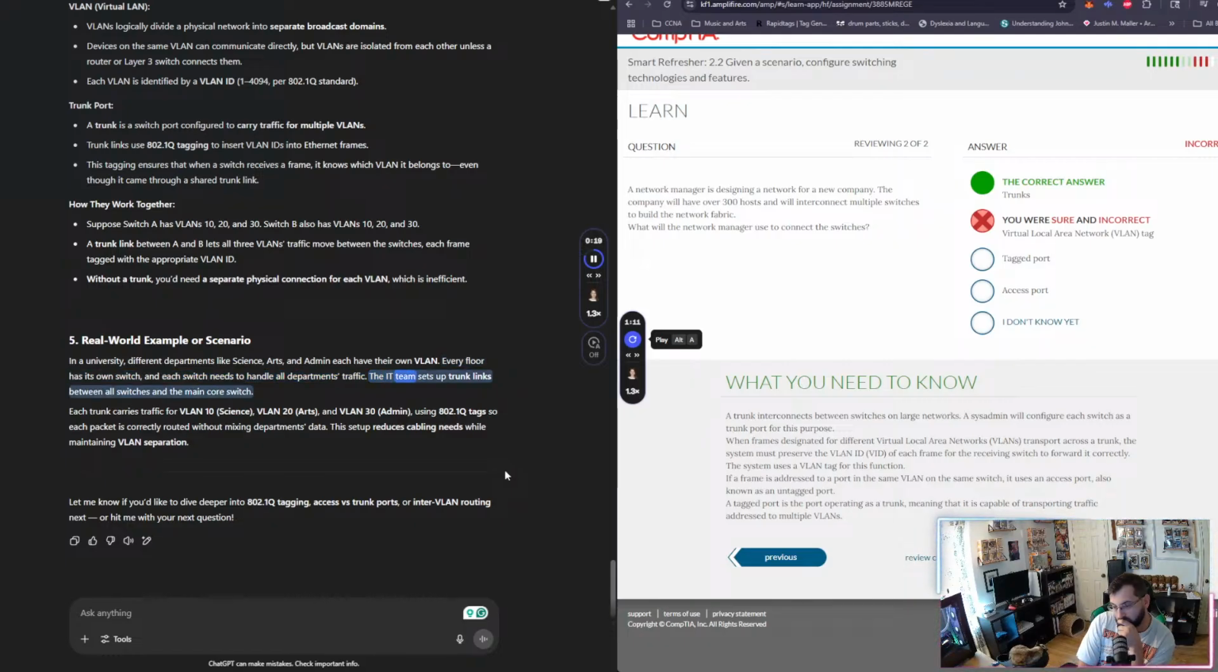The IT team sets up trunk links between all switches and the main core switch. Each trunk carries traffic for VLAN 10 science, VLAN 20 arts, and VLAN 30 admin, using 802.1Q tags so each packet is correctly routed without mixing departments' data. This setup reduces cabling needs while maintaining VLAN separation. Let me know if you'd like to dive deeper into 802.1Q tagging, access versus trunk ports, or inter-VLAN routing next, or hit me with your next question.